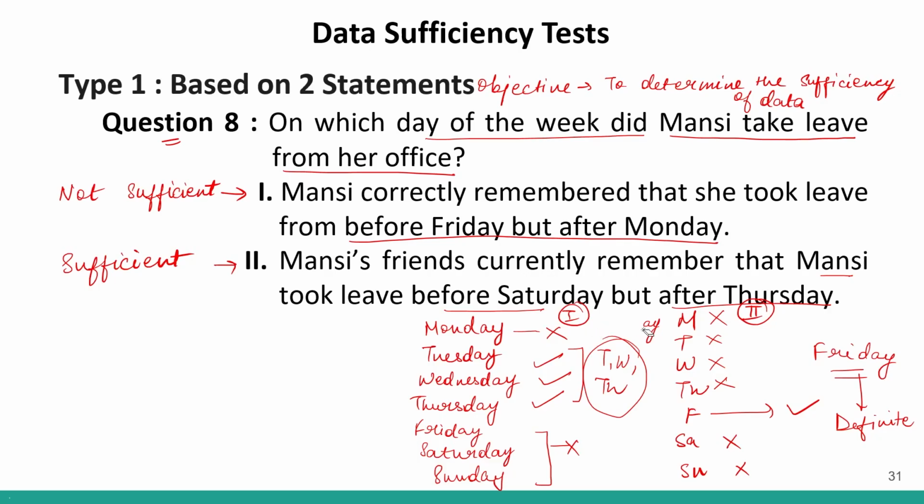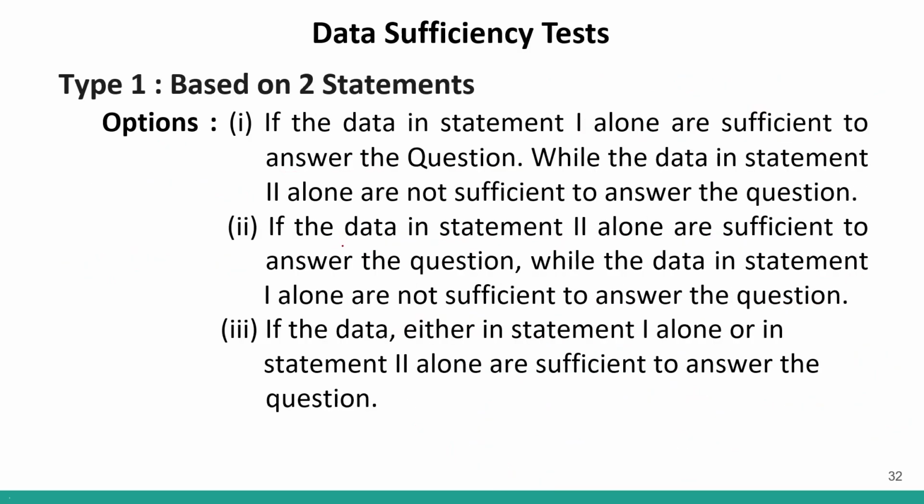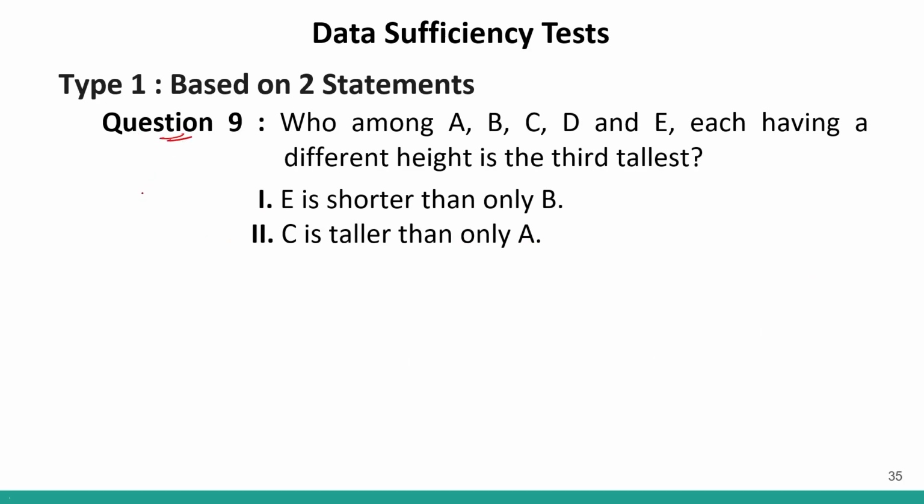Okay, so in this particular question, the answer will be that statement 2 is sufficient, but statement 1 alone is not sufficient. So if I look at the options, I can see option number 2 says that statement 2 alone is sufficient, while statement 1 is not sufficient. So this will be my answer to the question. Clear?